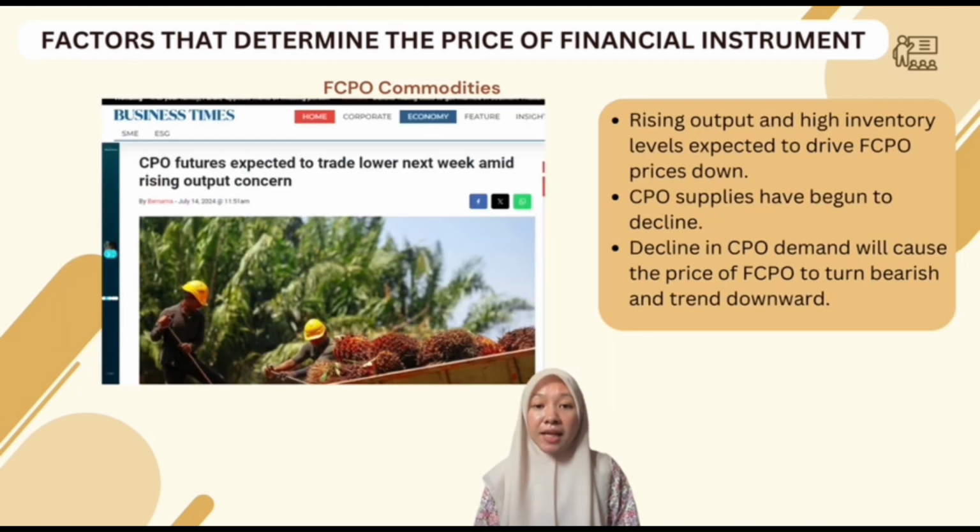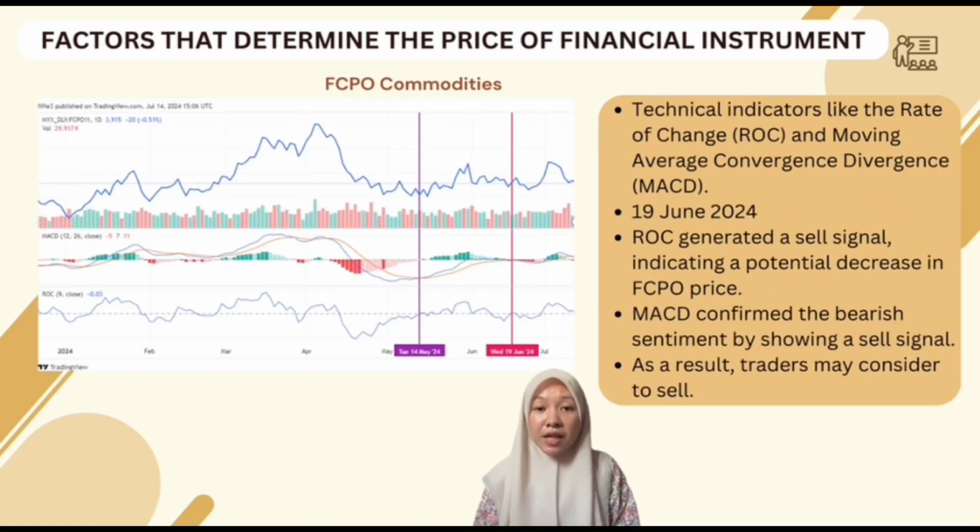The sell signal implies that FCPO price can begin to decline. It can relate with the news. CPO futures expected to trade lower next week amid rising output concern. So, the rising output and high inventory level are expected to drive FCPO price down. Then, CPO supplies have begun to decline. That causes the price of CPO to turn bearish and trend downward. As a result, traders may consider to sell.